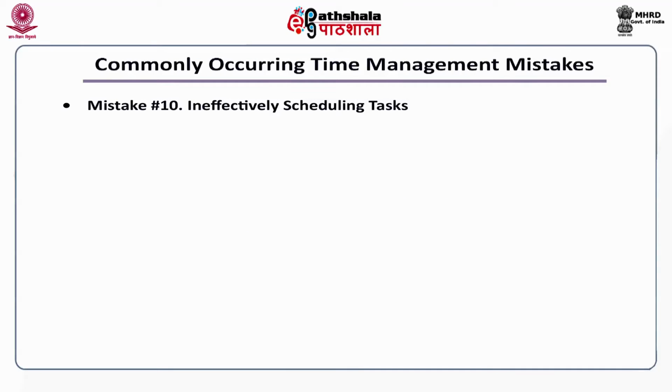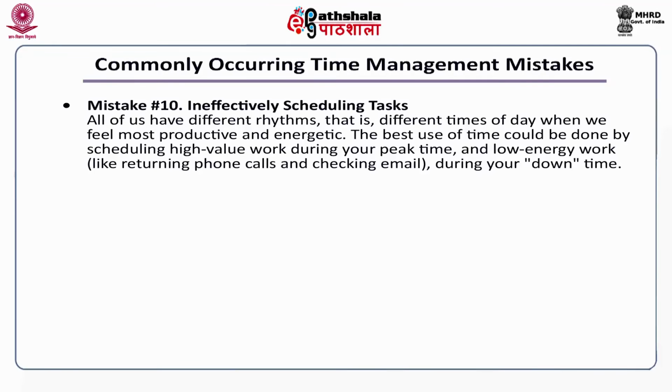Mistake number 10 is ineffectively scheduling tasks. All of us have different rhythms, and at different times of the day we feel more productive and energetic. The best use of our time can be done by scheduling high value work during your peak time and low energy work, like returning a phone call or checking email, during your downtime.